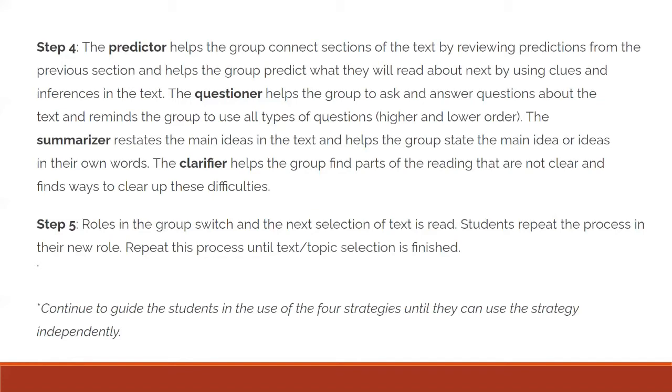Step 5, when your students are ready, the roles in the group switch and the next selection of text is read. Students repeat the process in their new role. Repeat this process until the text and the topic selection is finished. Continue to guide the students in the use of the 4 strategies until they can use the one strategy that they started with independently.